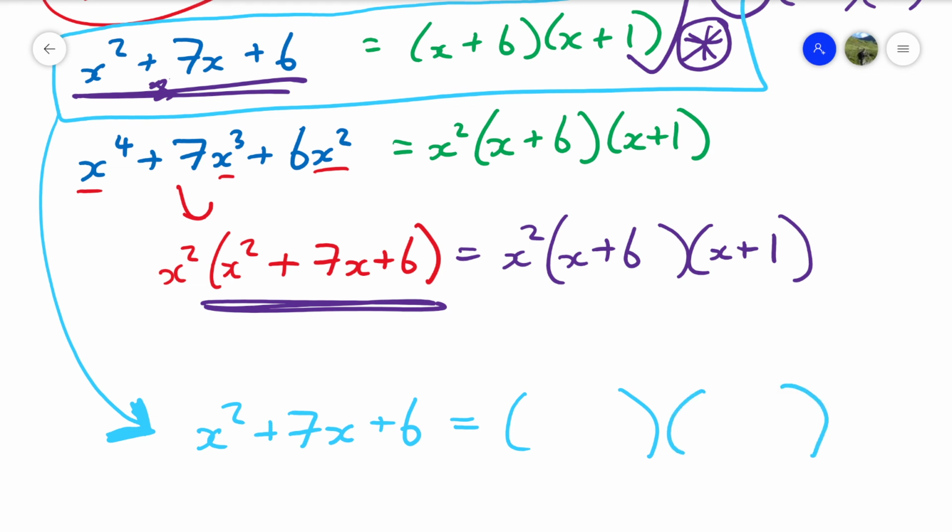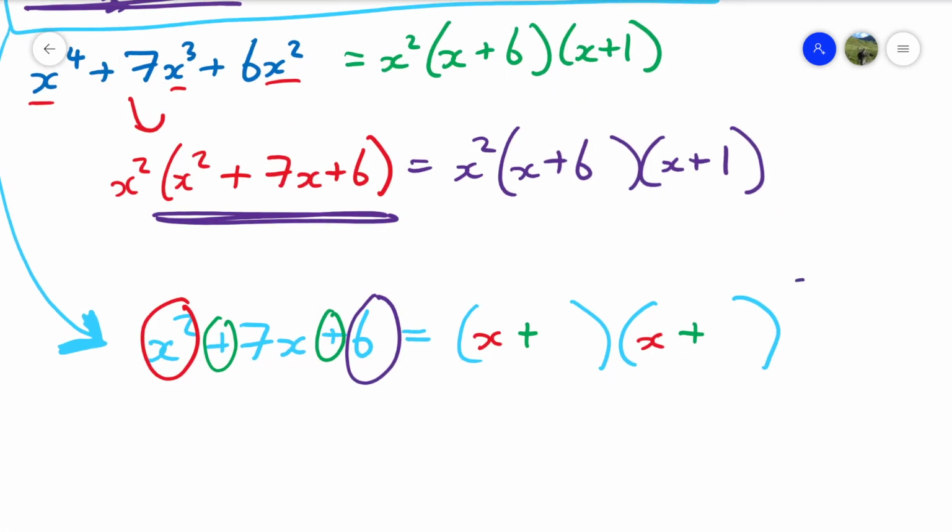How do we make x times x? X squared. And there's obviously going to be 2 plus signs. And then how are we going to make the 6? Well, the 6 could be 2 times 3 or 1 times 6. So we could try both.